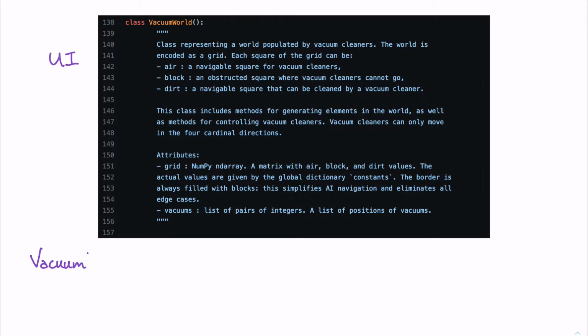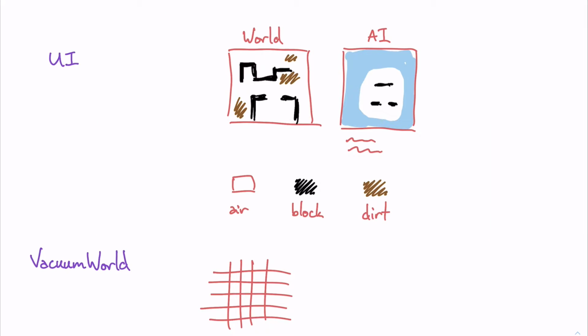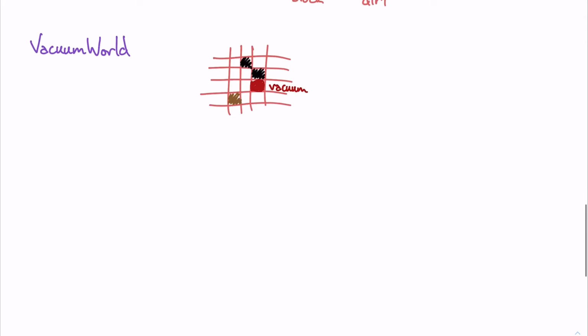The second class, Vacuum World, encodes the desolate world that the vacuum cleaner will be cleaning. The world is represented by a grid where each square can be air, where the vacuum can traverse, a block which blocks the vacuum, or dirt, where the vacuum can traverse and clean. I've added methods to randomly generate a world, which is what will be used in the example function. You can also populate this world with vacuum cleaners, and there are methods for checking if a vacuum is on a dirty square, using the vacuum on the square, and attempting to move the vacuum in a cardinal direction.